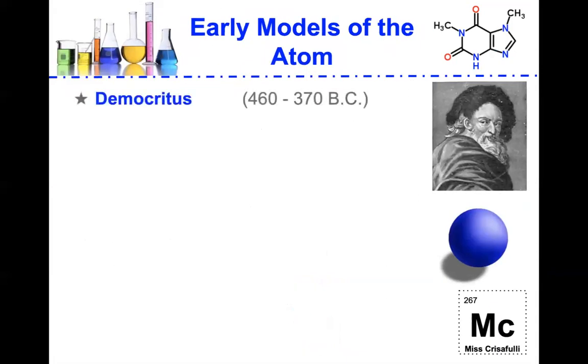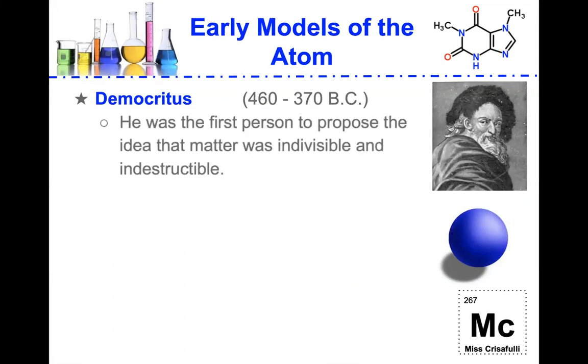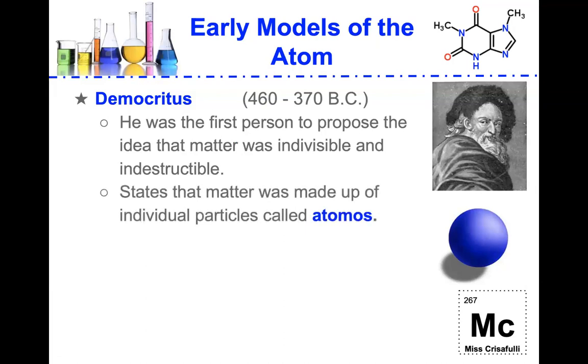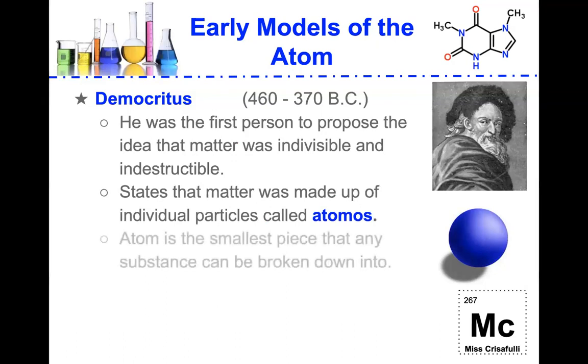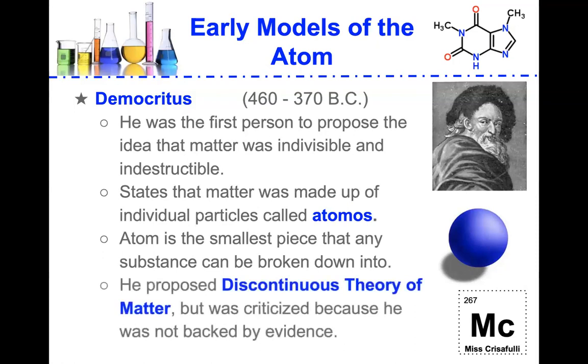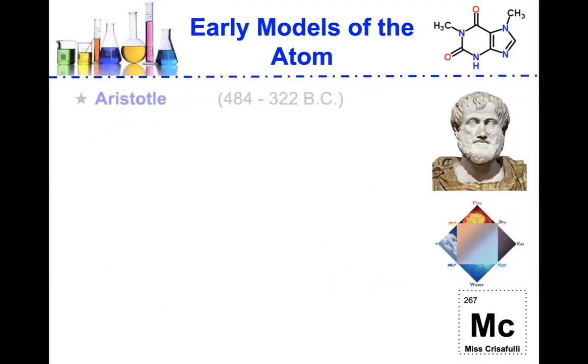Democritus, 460 to 370 BC, which is amazing, quite a while ago, was the first person to propose the idea that matter was indivisible and indestructible, made up of individual particles called atomos. The atom is the smallest piece that any substance can be broken down into. So they were already able to figure that out. He proposed a discontinuous theory of matter, but was criticized because he was not backed by evidence. So that's Democritus, the very early view of the atom.